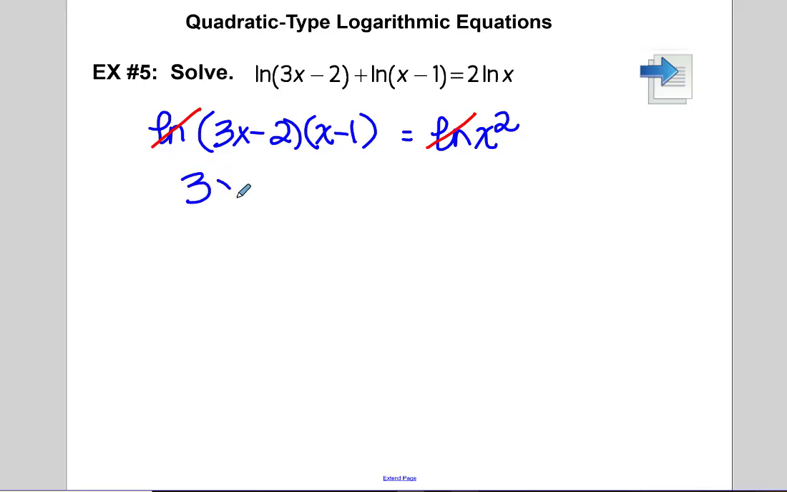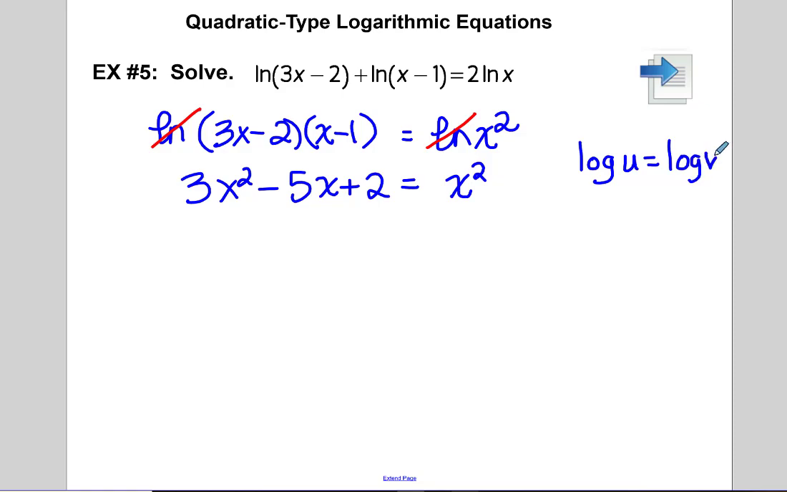This is 3x squared minus 5x plus 2, and this side is x squared. So we use that property: the log of one side is equal to the log of the other side, then the arguments are equal. That's the property we applied right there. So bringing this x squared over, we have 2x squared minus 5x plus 2.